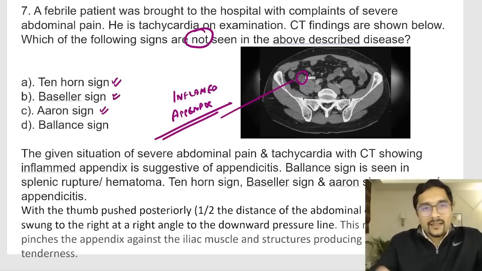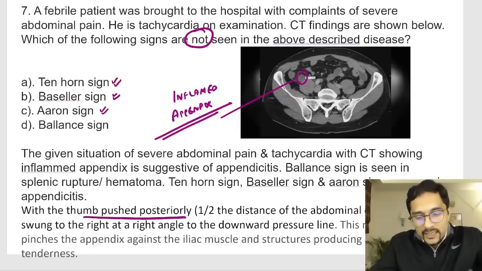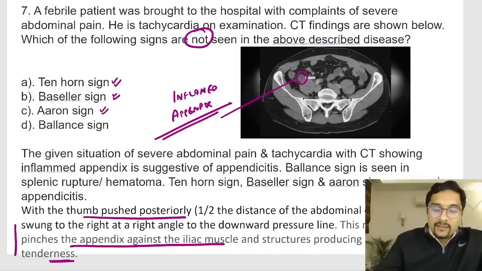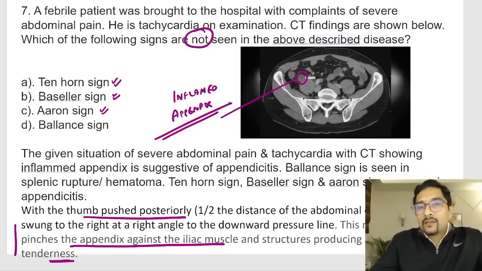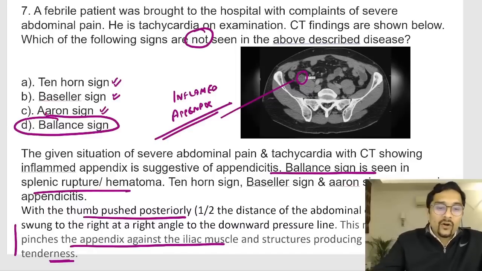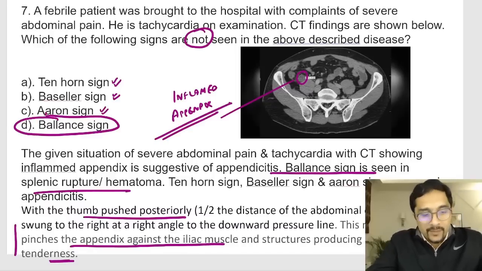Bacillar sign was described earlier. It is not mentioned in the books. It is when the thumb is pushed posteriorly, this will cause the appendix to be pinched against the iliac muscles, and this can cause pain. So these 3 signs are of appendicitis. Balance sign is seen in splenic rupture, right? So Balance sign is not a sign of appendicitis. So we can even rule this out by elimination.